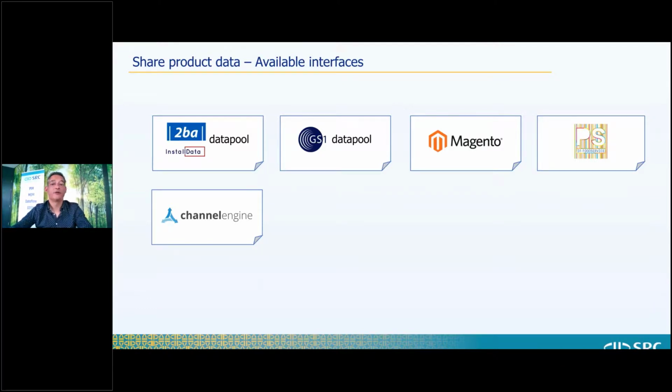You can publish via Magento to your website. We also have a connection with PC and Food Service. And as my colleague already mentioned, for syndication, we use Channel Engine.